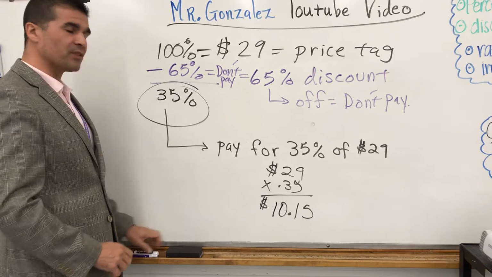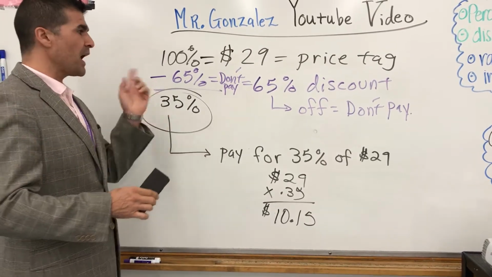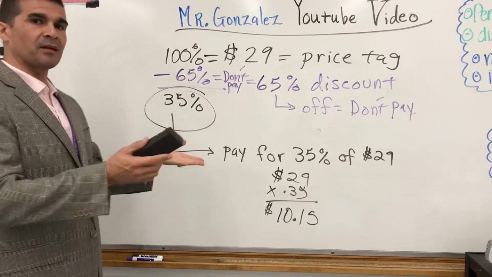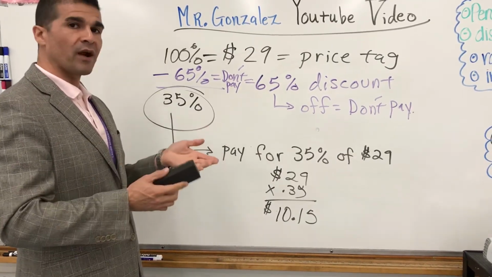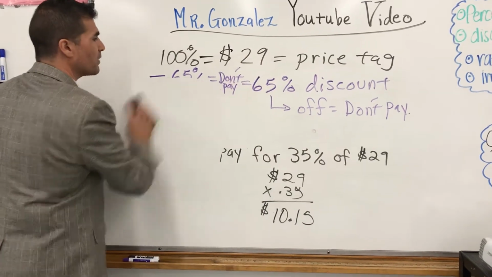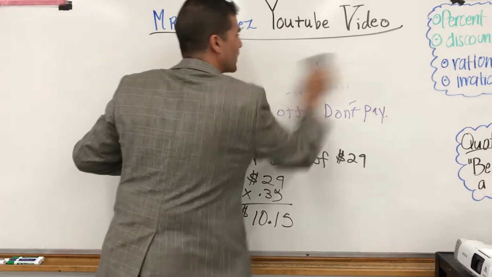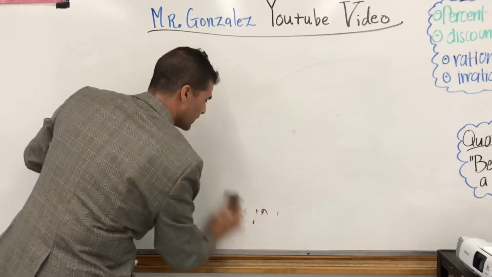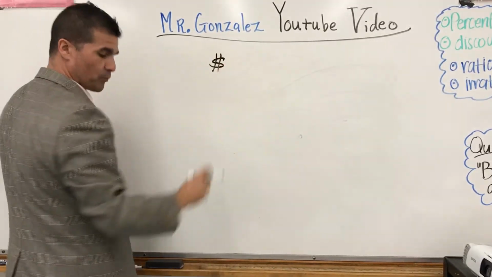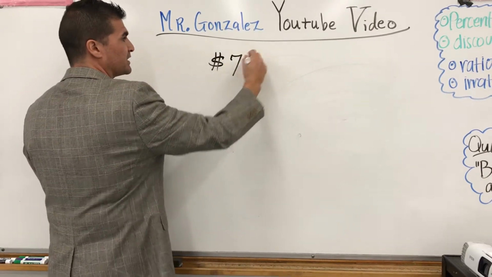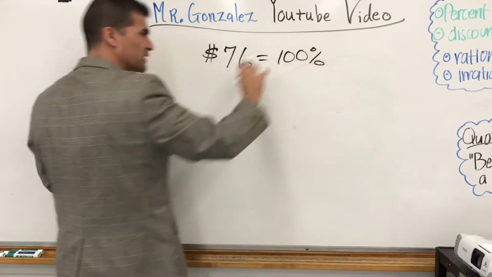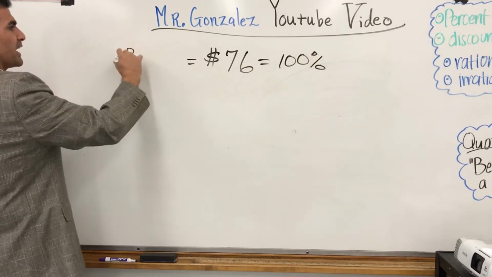The last example that I'm going to give you guys is a markup. And we're going to use the same thing with the 100%. Instead of marking something up, finding a new price, and then adding it back to what the original price was, I'm going to have you guys say, okay, let's see if we can use our shortcut method and say, if the original price tag was going to be $76 and this was equal to 100%, this was everything, this was our price tag.